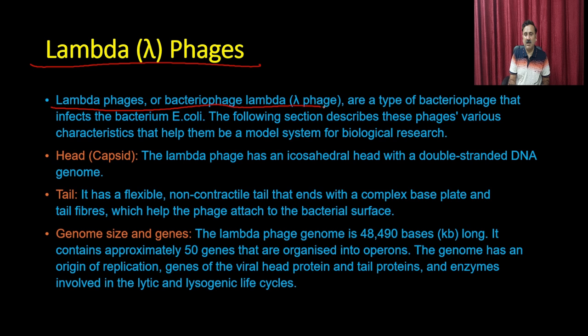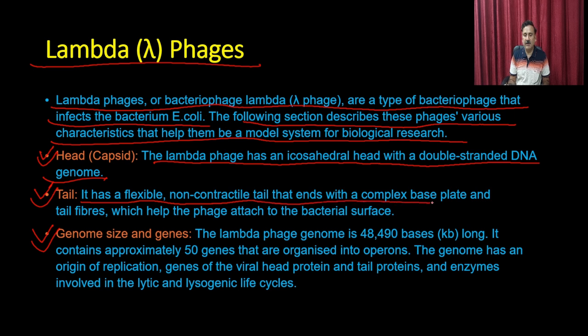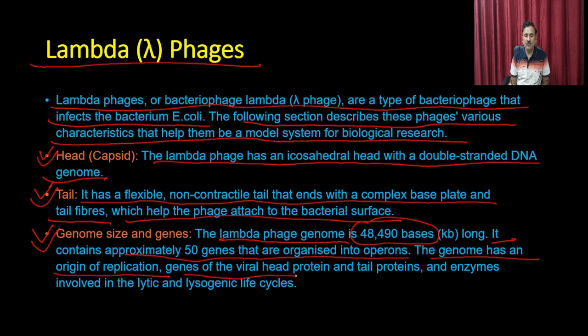Lambda phages, or bacteriophage lambda, are a type of bacteriophage that infects the bacterium E. coli. The following section describes various characteristics that make this phage a model system for biological research. It has a head, a tail, and a genome. The lambda phage has an icosahedral head with a double stranded DNA genome. It has a flexible non-contractile tail that ends with a complex base plate and tail fibers, which help the phage attach to the bacterial surface. The phage lambda genome is 48,490 base pairs and contains approximately 50 genes organized into operons. The genome has an origin of replication, genes for the viral head protein and tail protein, and the enzymes involved in the lytic and lysogenic life cycles. These lytic and lysogenic life cycles we are going to discuss in detail in subsequent sections.